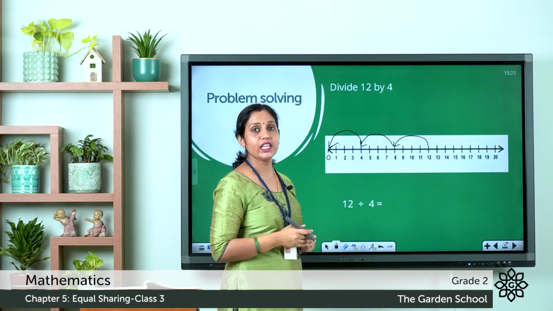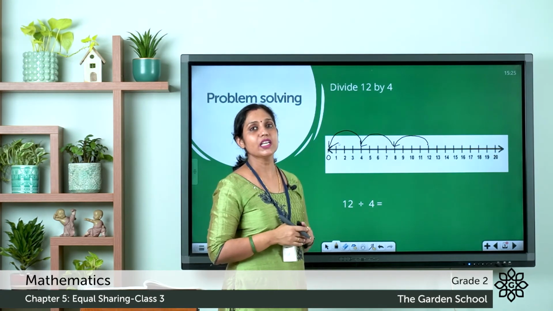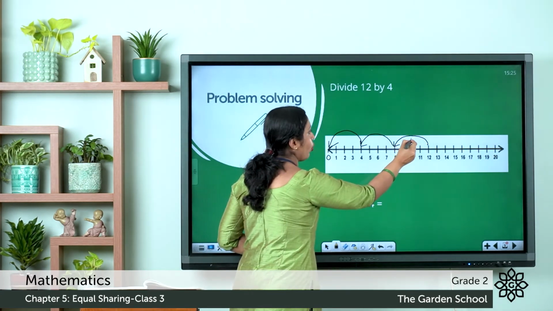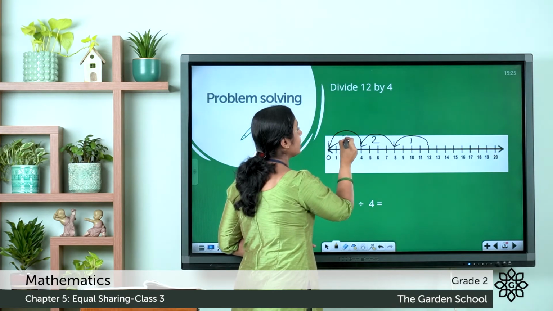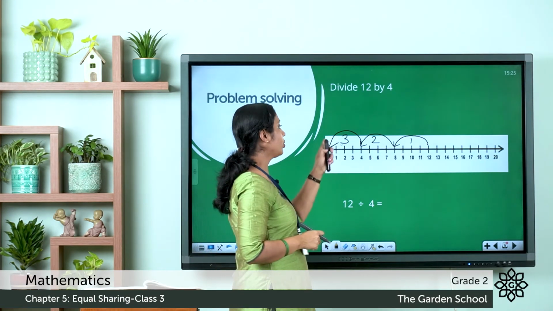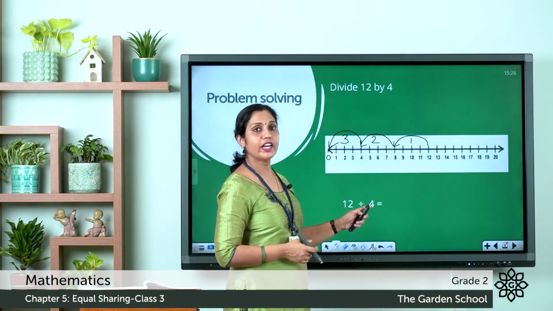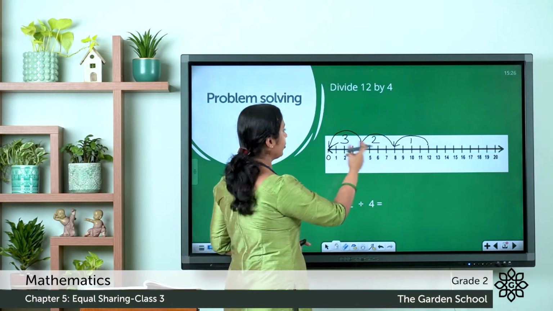Now we have to see how many steps did we jump to reach the number 0. So this is 1, 2, 3. So how many steps did we jump? We jumped from 12 to reach 0, 3 steps. So what is the answer? 12 divided by 4, it is 3.